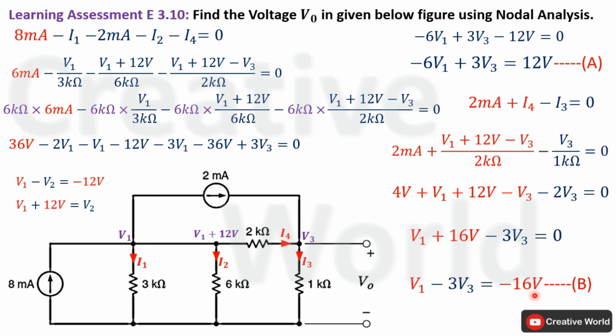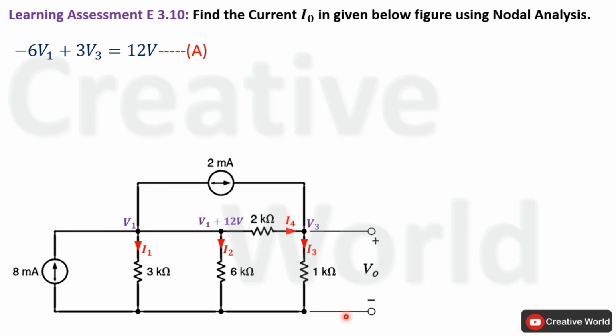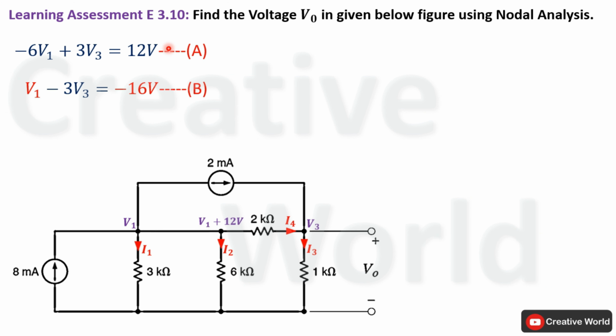And this equation cannot be further solved. So we will leave this equation as equation B, and it is the second node voltage equation of this network. Up to this point, we have retrieved two node voltage equations from this network. Now we will solve these equations in order to get the value of voltage V3.